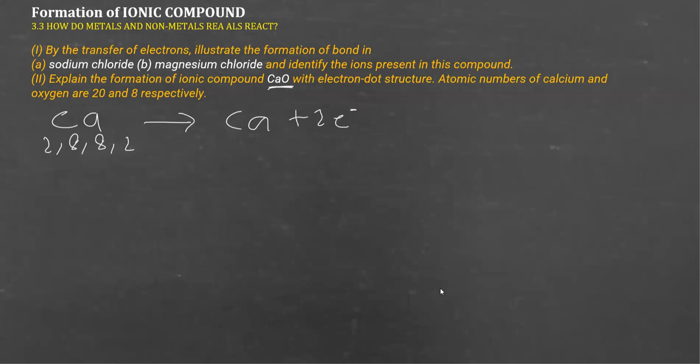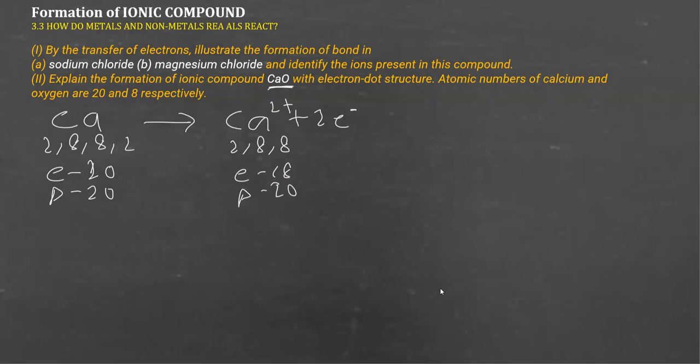2 electrons lost here. The new configuration will be 2, 8, 8, a stable configuration. Electrons were 20, protons were 20. After losing 2 electrons, the number of electrons becomes 18, while the proton number remains the same. So it carries 2 units of positive charge, as it has 2 more protons than the number of electrons.